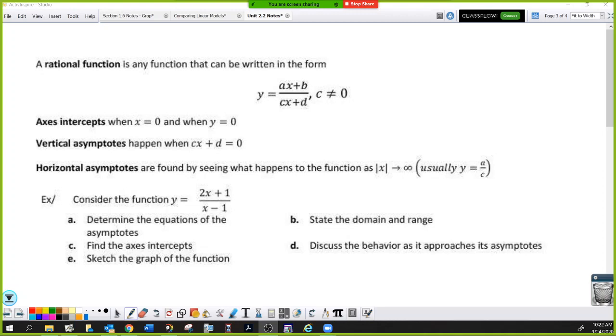But one of the things you can't do with a rational function, like any fraction, is divide by 0. So the denominator, cx plus d, cannot equal 0 ever. You can't divide by 0. It's a no-no. And that is why we get vertical asymptotes on rational functions, because there is an x you're not allowed to use.